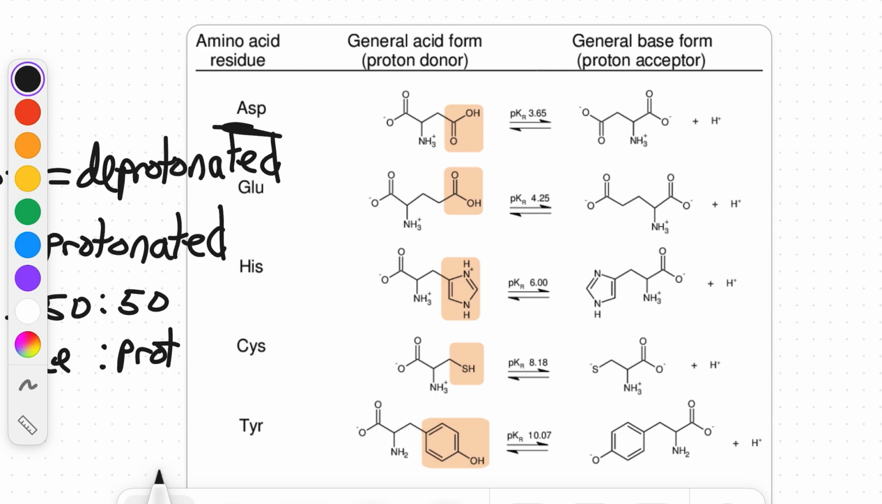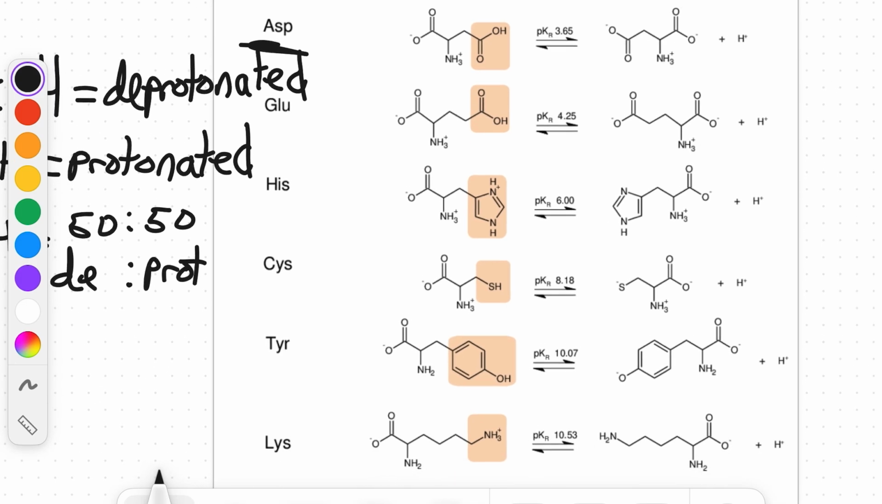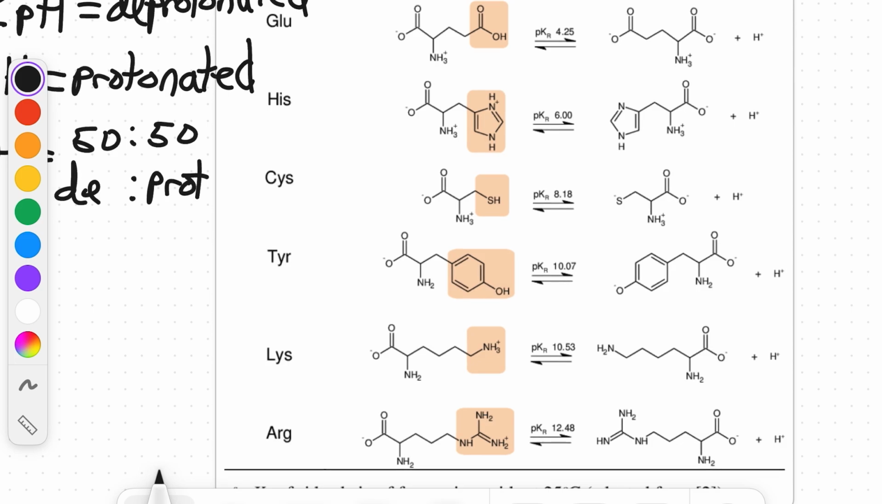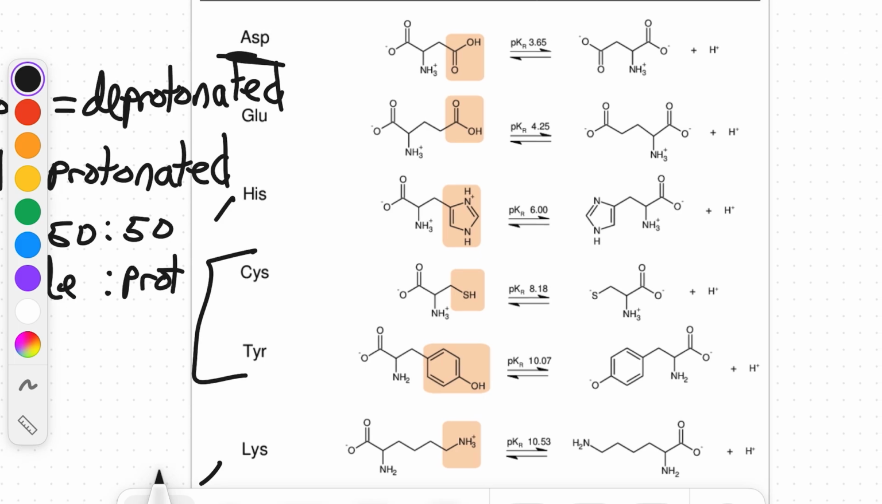Okay. And these are all of our possible ionizable side chains here. We have, this is basic, this is basic, this is basic. These are both polar amino acids. And then up top, glutamic acid, aspartic acid, both acidic.